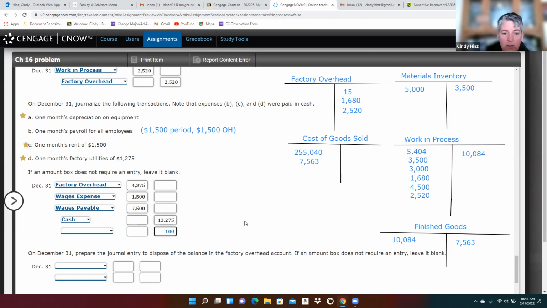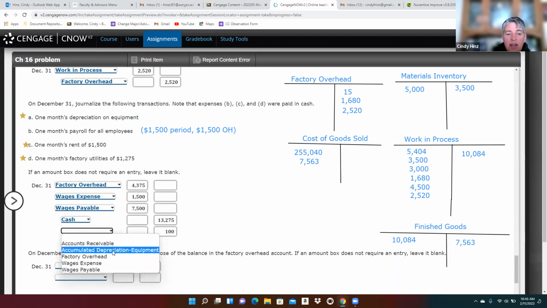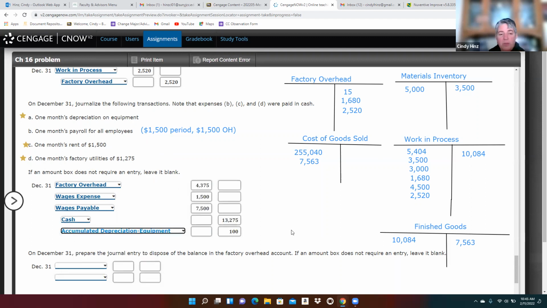And that's $100 needed to make that entry balance. So that $100 is the depreciation. Remember, one month's depreciation, the expense part of that, or the cost part, went into factory overhead. That was the debit. Any depreciation entry, the credit side, is to accumulated depreciation on that equipment. So, as I said, a lot going on in that entry. That's probably the most complicated because there are so many pieces there that you kind of have to figure out.